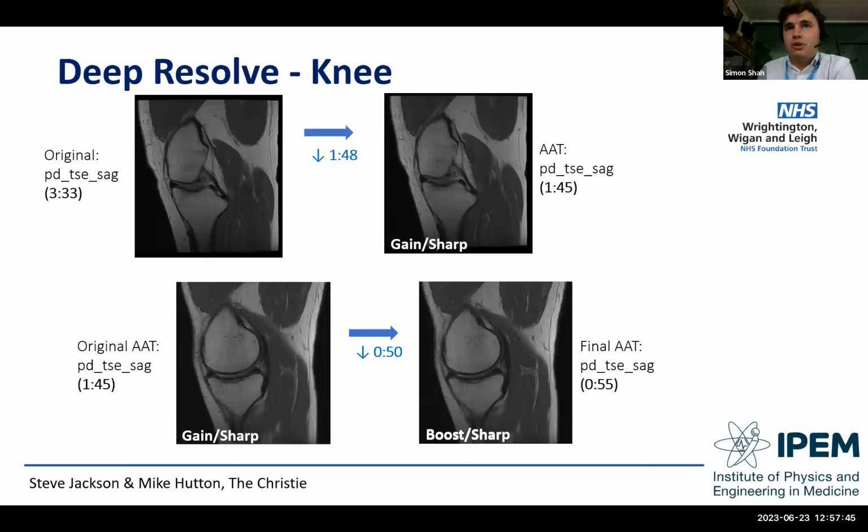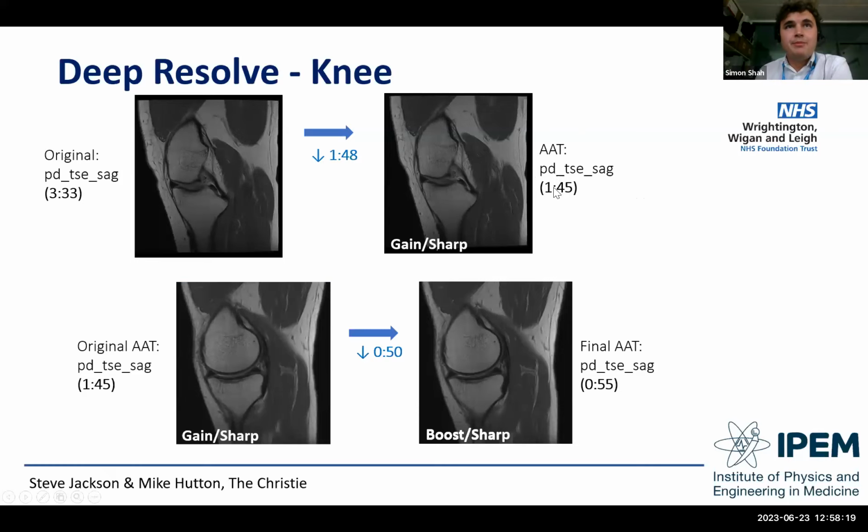And then Deep Resolve. This is what Siemens would call the game changer, really. Again, this is some nice work done by Steve Jackson and Mike Hutton. You're looking at the original PD fat-sat they had, a 3-minute scan. Doing the first generation of Deep Resolve Gain and Sharp, when they had the XA20 software, they could save a fair amount of time. They saved half the time there.